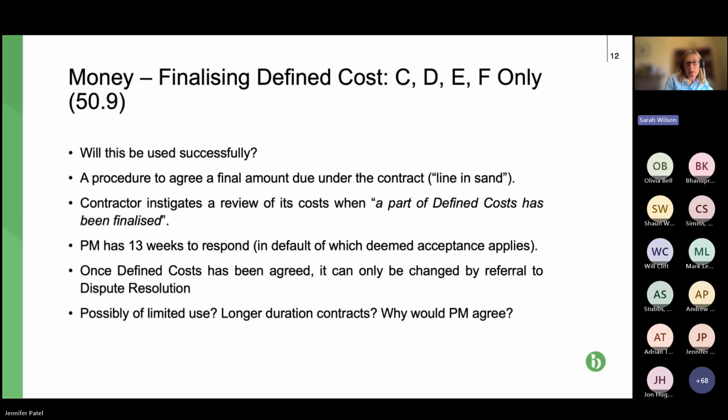Once they've been agreed, you can only change the defined cost by way of dispute resolution, so essentially adjudication. So again, as I've said, I think this will be limited to long-term projects, and of course, it's got to be on one of the options C, D, E or F. So if we can have the next slide, please.